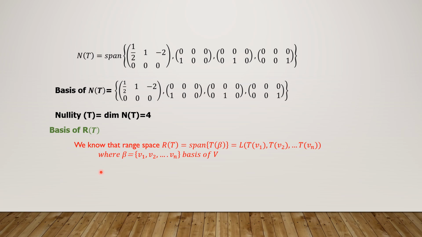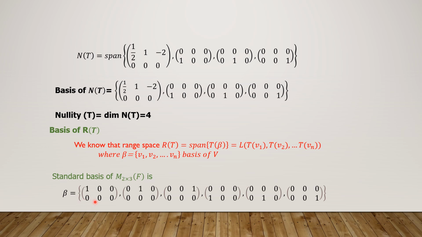Using this result, we are going to find the basis of R of t here. So to find the basis, first let us take one beta from the vector space V. Here what is V? It is the set of 2 cross 3 matrices. Therefore, let us take the standard basis of the 2 cross 3 matrices, with 6 entries. The dimension is 6 here. This is called the standard basis. With respect to the standard basis, we are going to find the range space R of t.